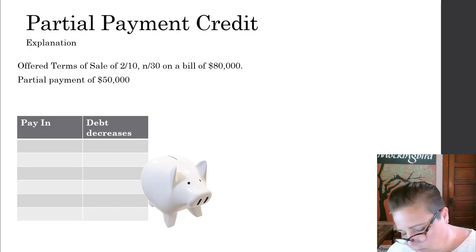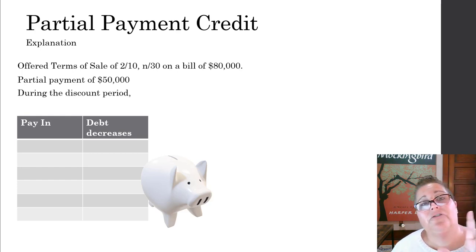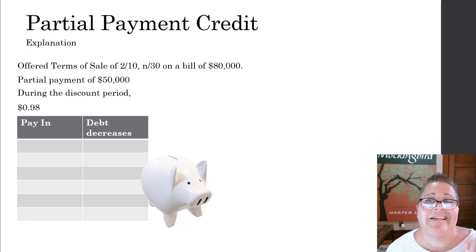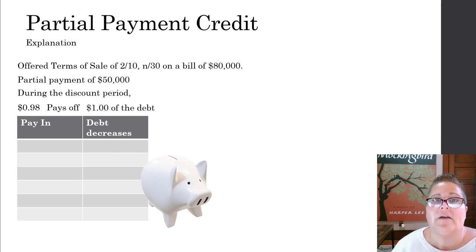Well, we can figure out the formula. That's fine. We got the formula. This is a little bit longer explanation of that formula. So here's what happens. During your discount period, you only need 98 cents. That's 2% off, or 2 cents off of $1. So 98 cents will pay off $1 of debt.